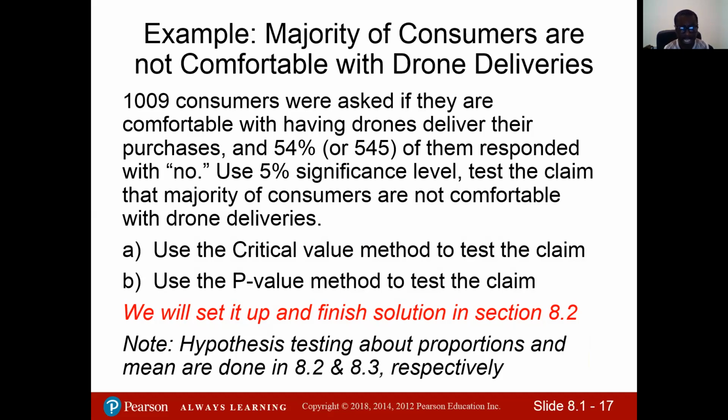So here, like I said, I'm going to set it up and then we will solve it in detail and finish it in section 8.2. Now remember, it's all about majority. If it's majority, it means more than half of the population. And we have found this, which is 54%. So the question is whether this difference of 4 points is really statistically significant. We're going to set it up using the critical value method and then the p-value method, and decide what kind of tail it is.